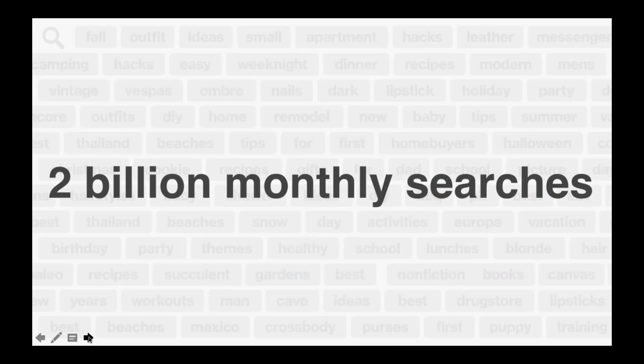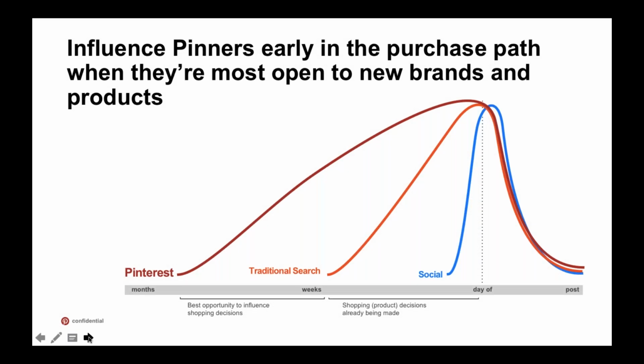There are 2 billion monthly searches on Pinterest today, and this number is rapidly growing. One thing to keep in mind about how Pinterest is so different from other platforms is that with social platforms, we typically see a behavior closer to the day of the conversion. People will share things that they see in the now. I might see something, share it right then. Someone might like it, they see it, and they might be willing to convert. Traditional search has a little bit longer time to conversion.